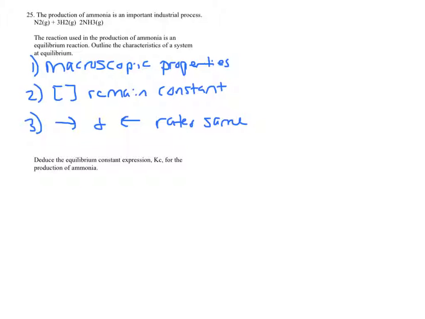Deduce the equilibrium constant expression Kc for the production of ammonia. So Kc equals products over reactants.